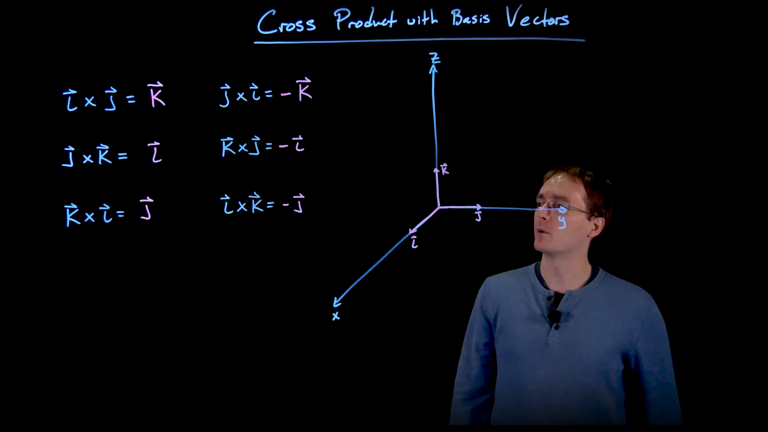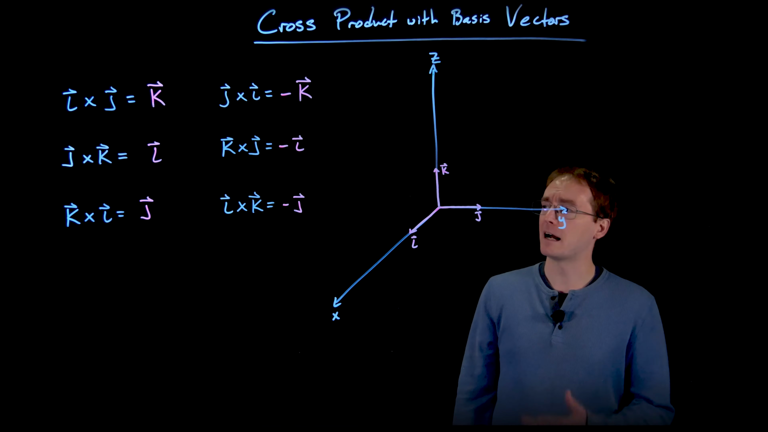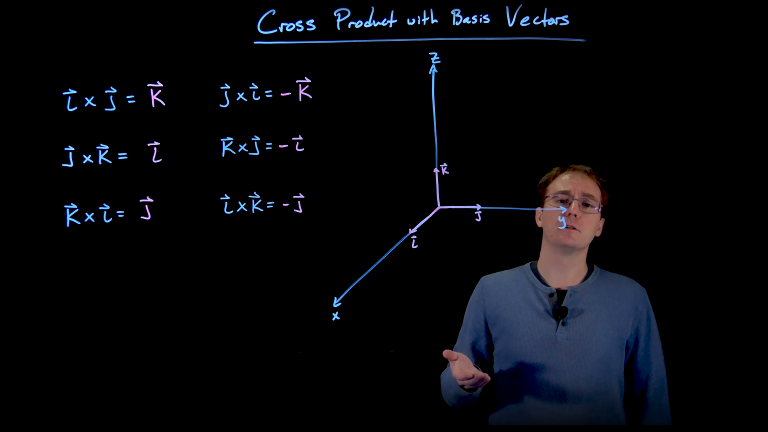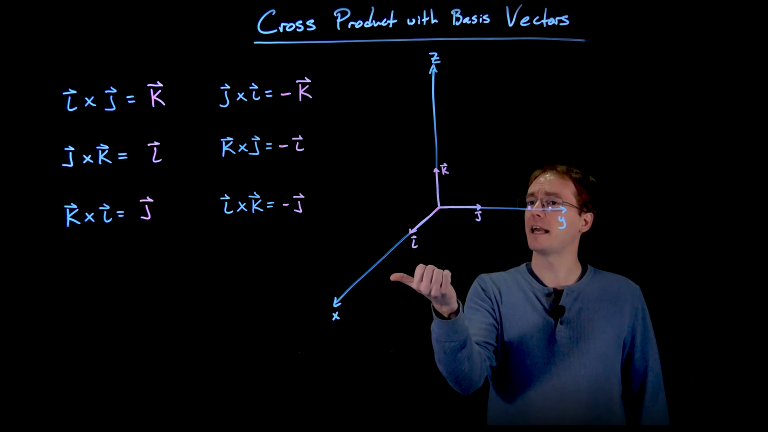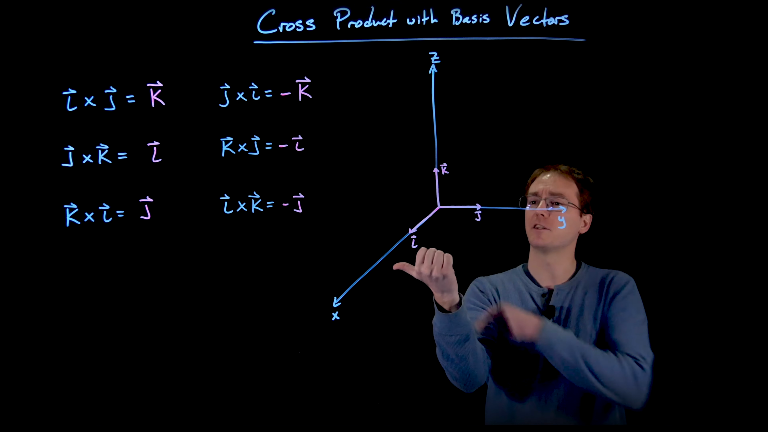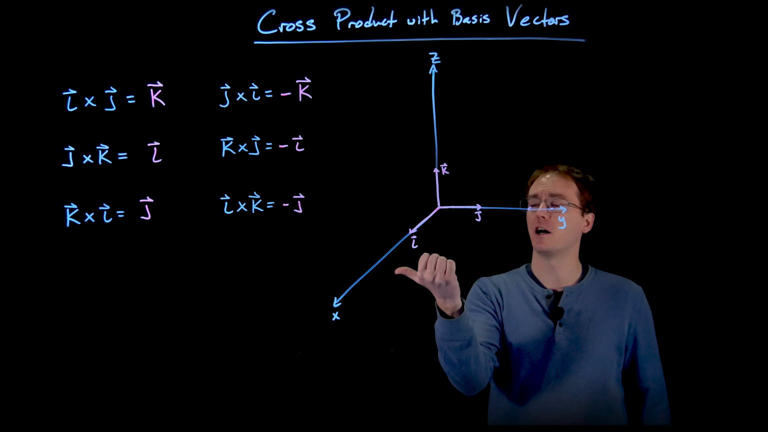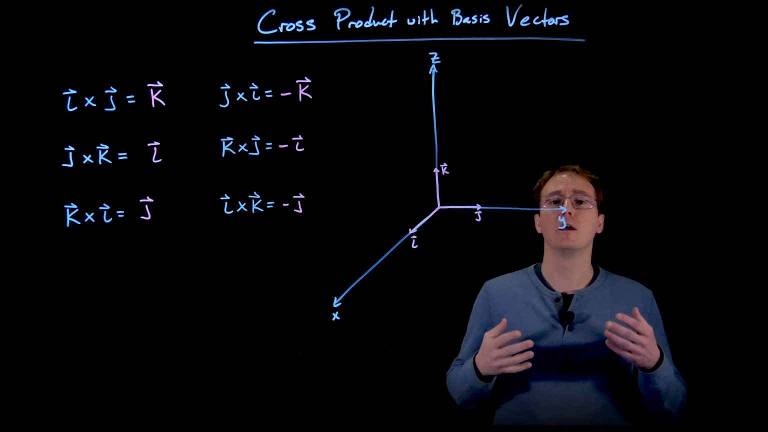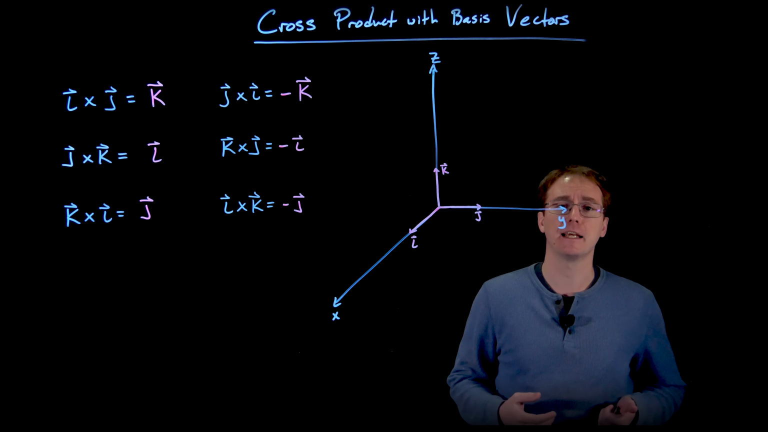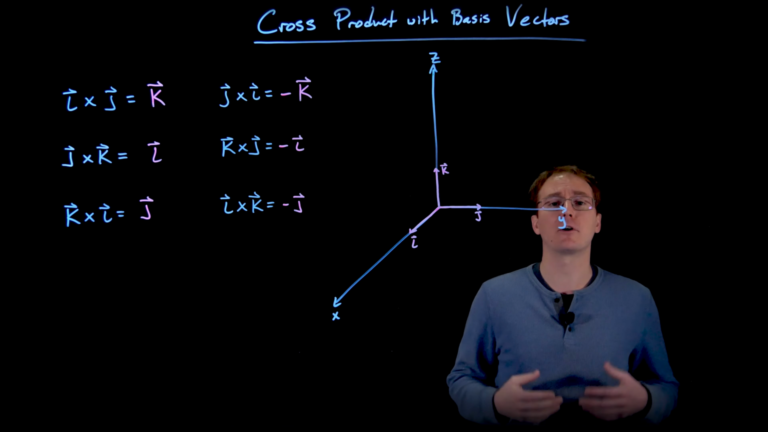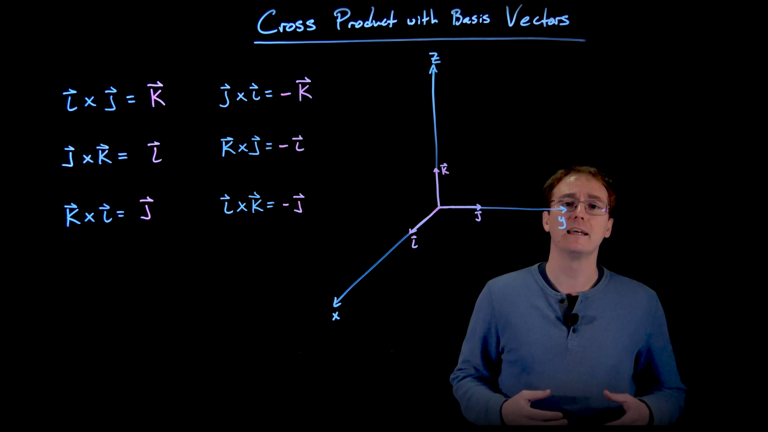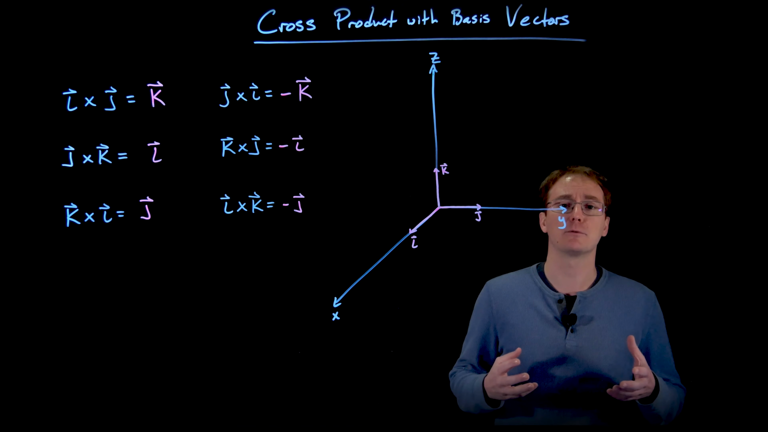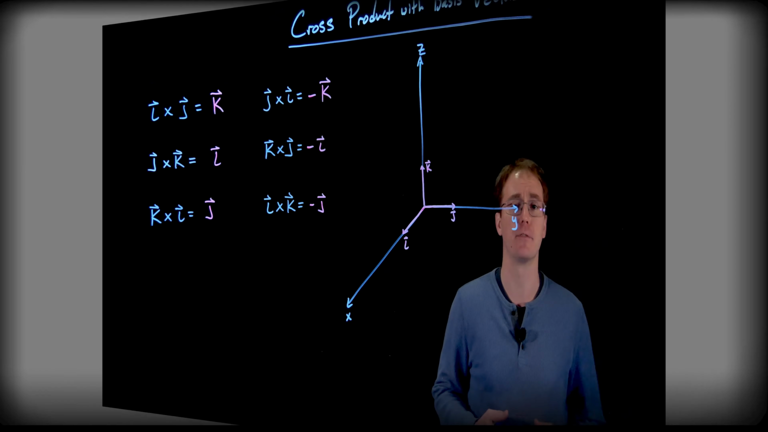And to finish it off, we can now see as well that I cross K is going to be equal to negative J. And so just very quickly visualizing that, I crossed with K is going to have our thumb point in the direction of negative J. And so now that we know how to find the cross product between all the different possible combinations between our basis unit vectors, I, J, and K, we can put this together with some of our other properties of the cross product and figure out how to take the cross product between any pair of three-dimensional vectors.